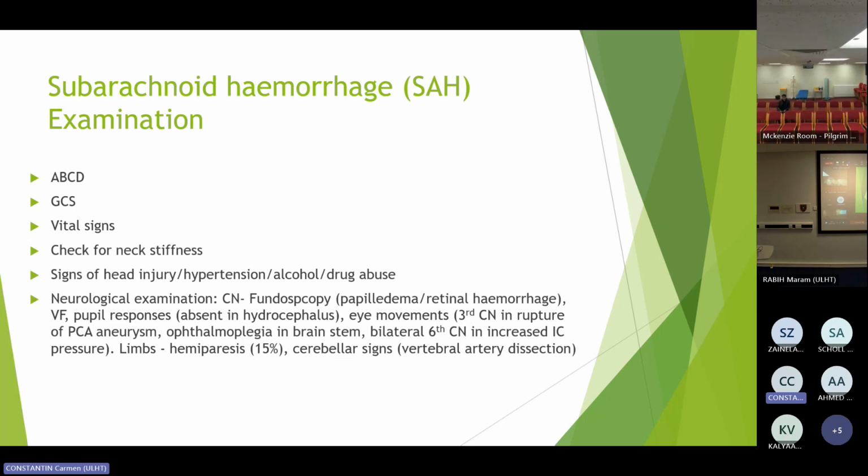Eye movements are important, so we'll have the third cranial nerve palsy in ruptured aneurysm of the PCA, ophthalmoplegia in the brainstem, and also bilateral sixth nerve palsy in increased intracranial pressure. Yes, it can present with hemiparesis or cerebellar signs, especially in vertebral artery dissection.